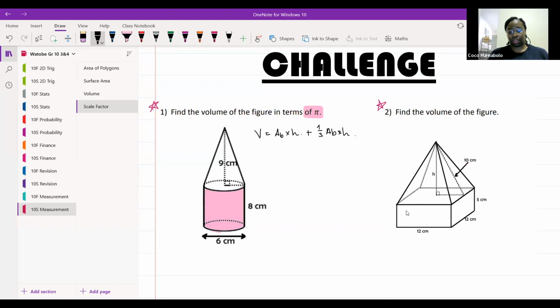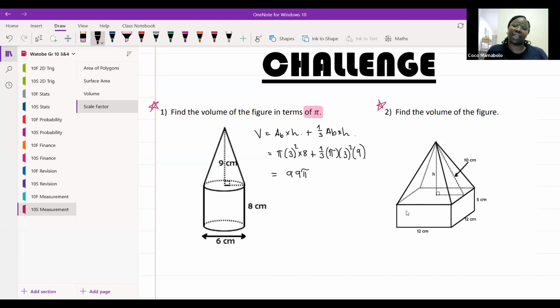All right, so the volume of my base is going to be pi times, now please be very careful, guys. My radius is not 6, my radius is 3, because 6 is my diameter. So I need to take pi times 3 squared multiplied by 8, plus a third of, again, pi times 3 squared multiplied by the perpendicular height of my cone, which is 9. And that should give me 99 pi.